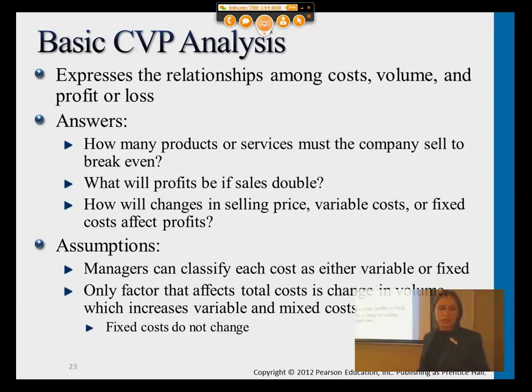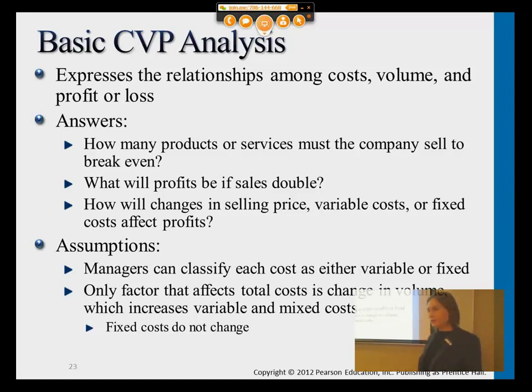So what are we trying to do? This analysis is trying to answer the following questions. How many products or services must the company sell to break even? New definition for us, right? Break even. We'll see what it is. And what will profit be if sales, how do I estimate my profits if my sales are expected to double, right? How will changes in selling price or variable cost or fixed cost affect my profit?